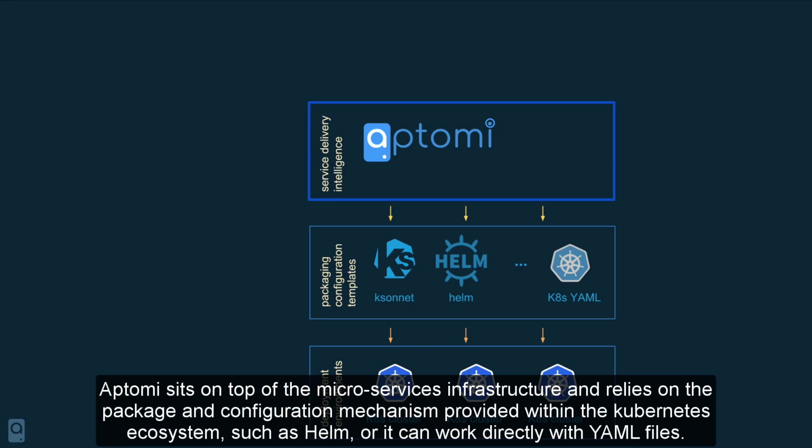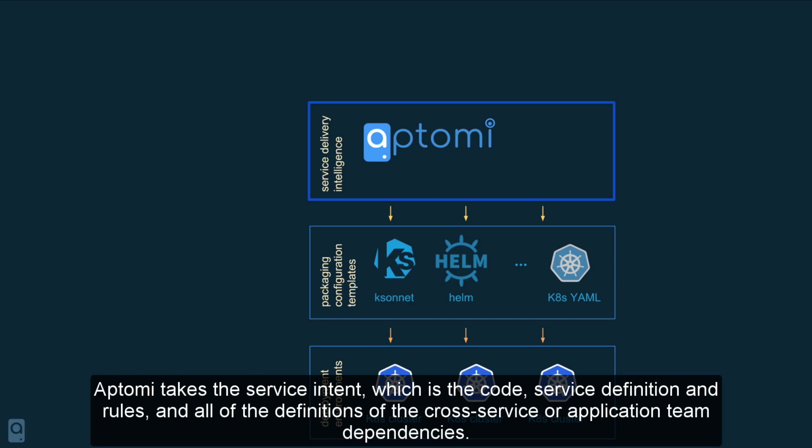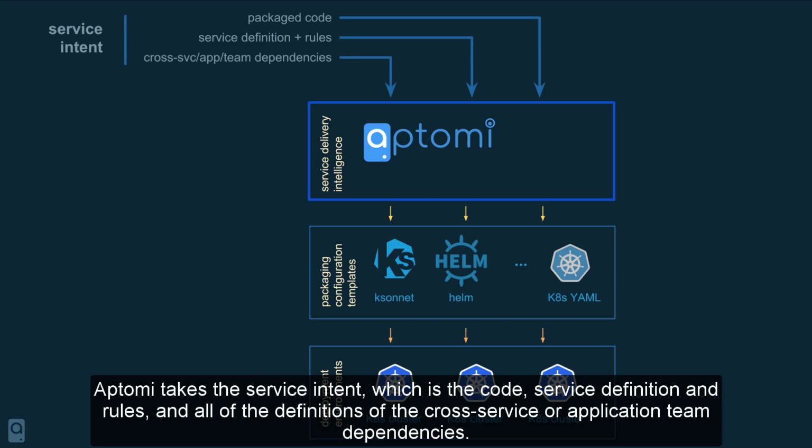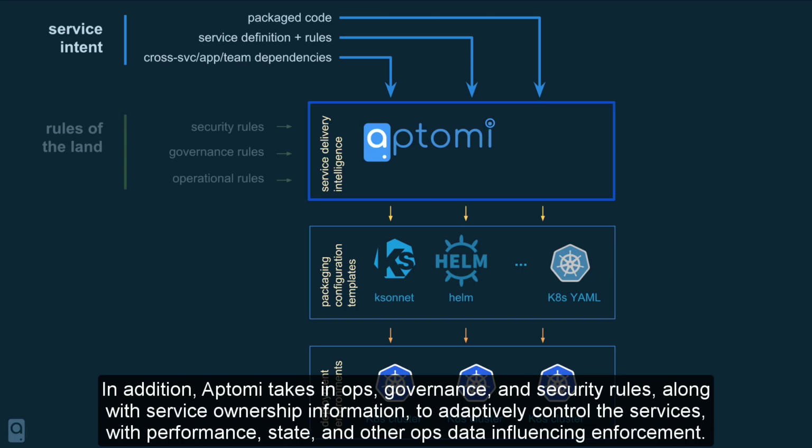Aptomi sits on top of the microservices infrastructure and relies on the package and configuration mechanism provided within the Kubernetes ecosystem, such as Helm, or it can work directly with YAML files. Aptomi takes the service intent, which is the code, service definition and rules, and all of the definitions of the cross-service or application team dependencies. In addition, Aptomi takes in ops, governance, and security rules, along with service ownership information to adaptively control the services, with performance, state, and other operational data influencing the enforcement.